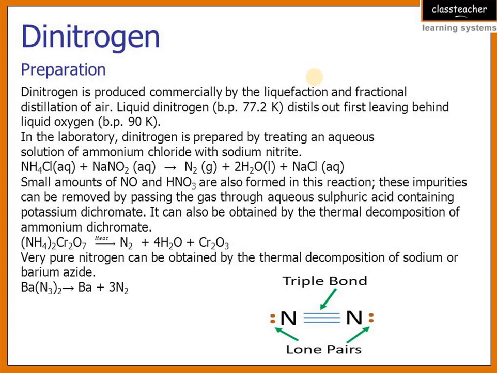And ammonium dichromate is also one of the methods to prepare nitrogen gas. So you know the structure, 3 bonds are there in nitrogen, p pi-p pi bonding is there, 1 sigma, 2 pi, and 1 lone pair on each nitrogen atom. Okay, so nitrogen is inert because of high bond dissociation energy.